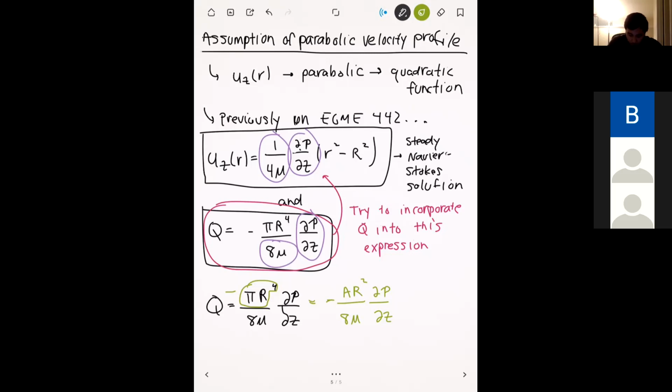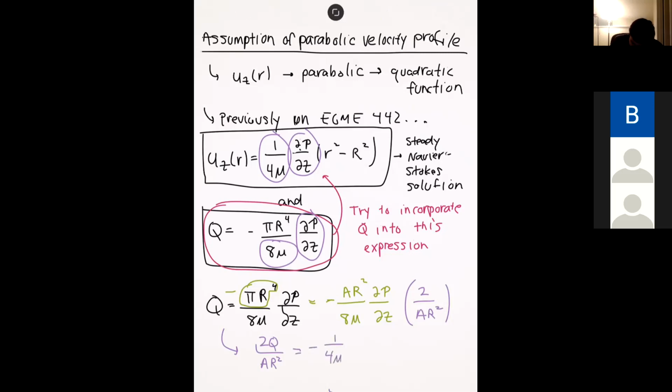Now I'm going to multiply this by 2 and divide by A r squared. So I'm going to multiply both sides by 2 over A r squared. What you get from that is 2Q over A r squared is equal to minus 1 over 4 mu partial p partial z.